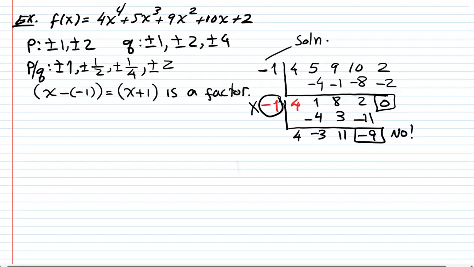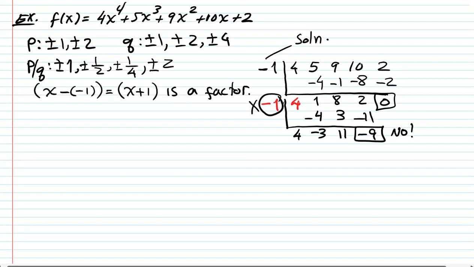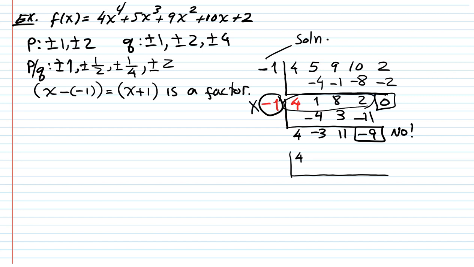So what do I do next? Well, again, I've tried several of these that didn't work. The one that worked was negative 1. Let me repeat the first row. Actually, not the first row. You could repeat, by the way, the first row, but let's stay with the third row in synthetic division. 4, 1, 8, 2. That one is easier to go to now. Okay. And this time I'm going to try negative 1 quarter.